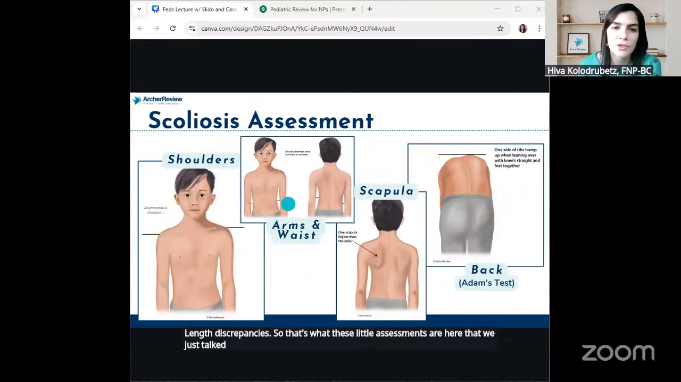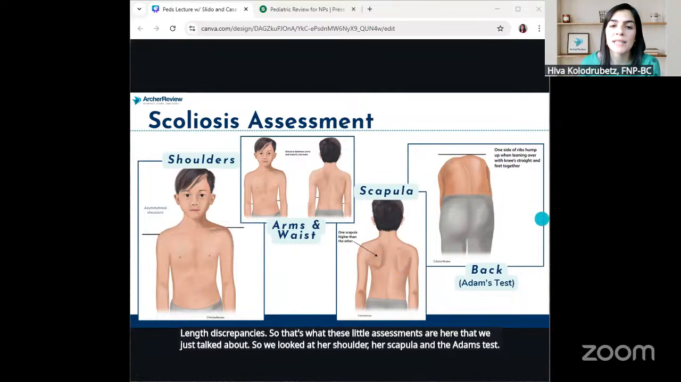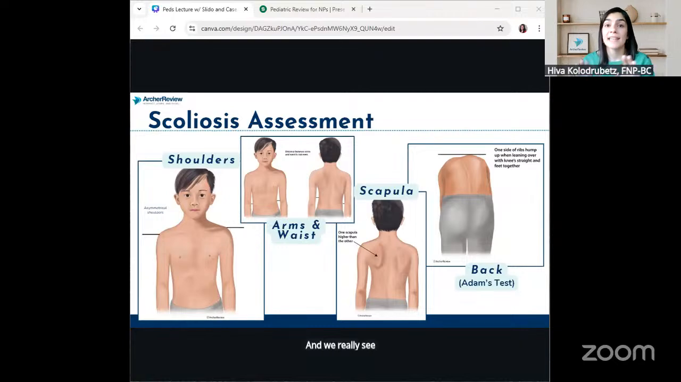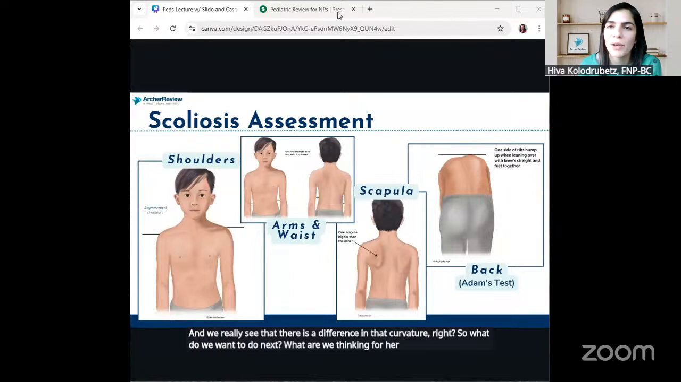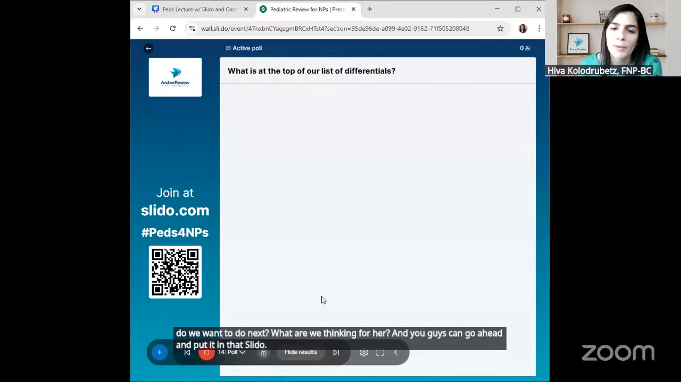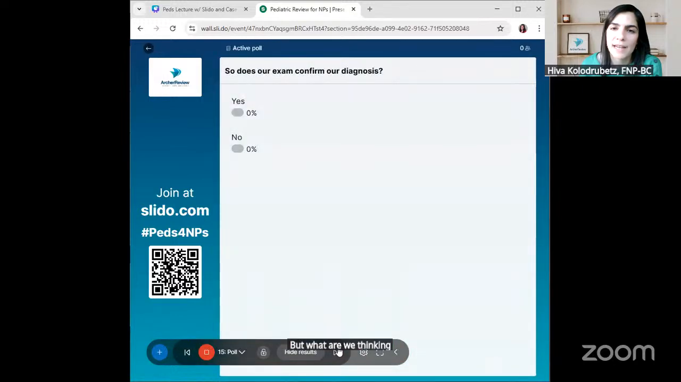So we looked at her shoulder, her scapula, and the Adams test. And we really see that there is a difference in that curvature, right? So what do we want to do next? What are we thinking for her? And you guys can go ahead and put it in that Slido, but what are we thinking we need to do for Sarah?